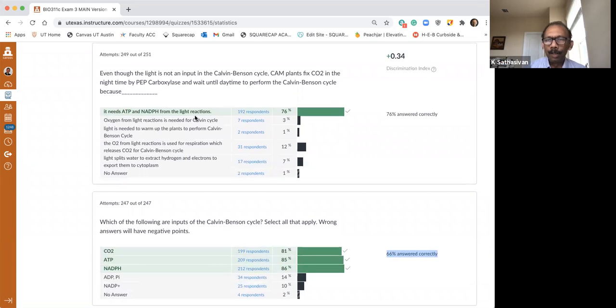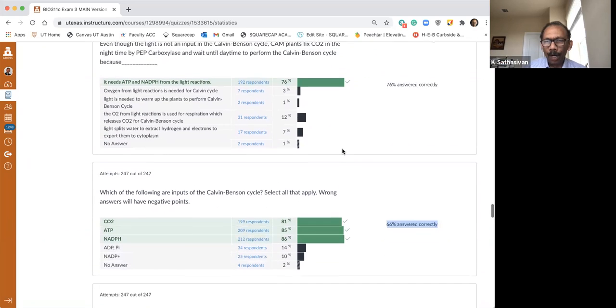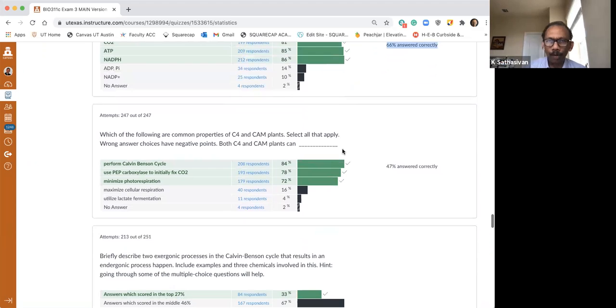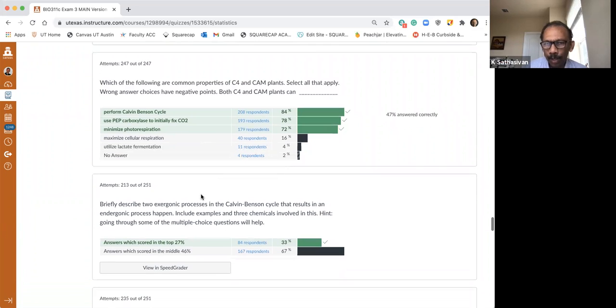Look at that. So here, 66% got it correct. Here, 76%, not bad. It's not bad. So I think it's good you're making that connection. So that's not much different there. The next one is C4 and CAM plants, also 47% answered correct, which is also good. And I'm sure you're able to eliminate and you're getting better at the select all that apply.